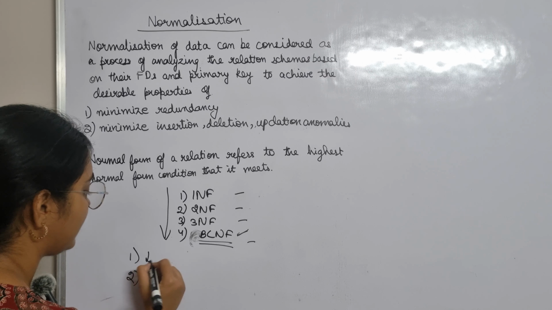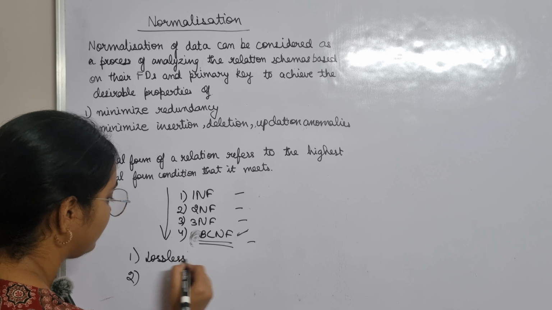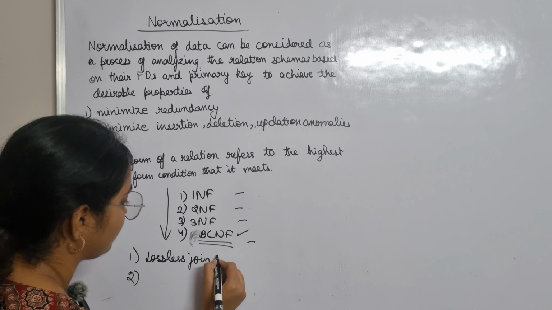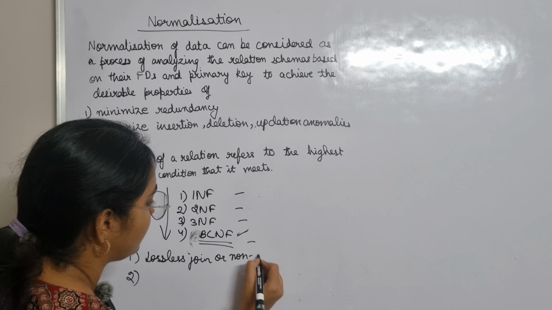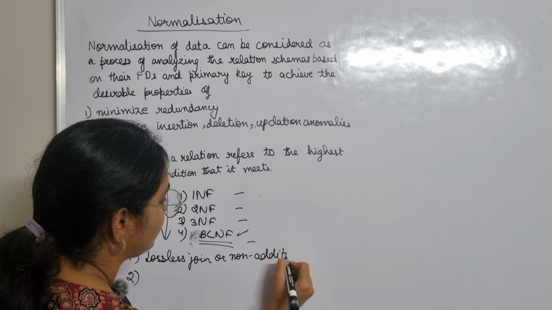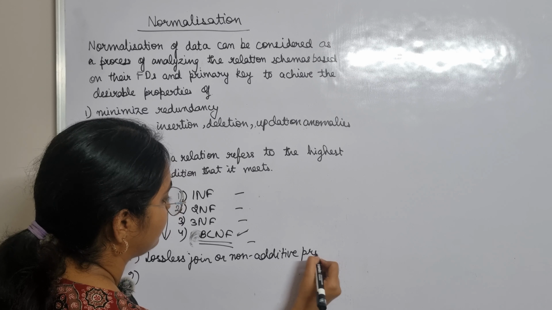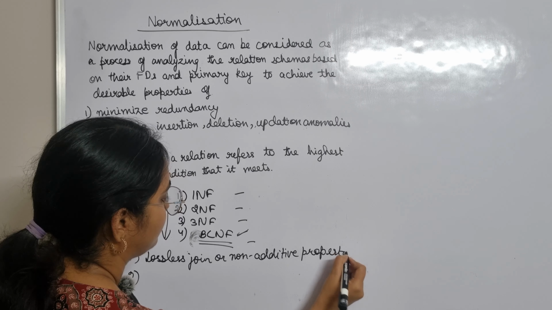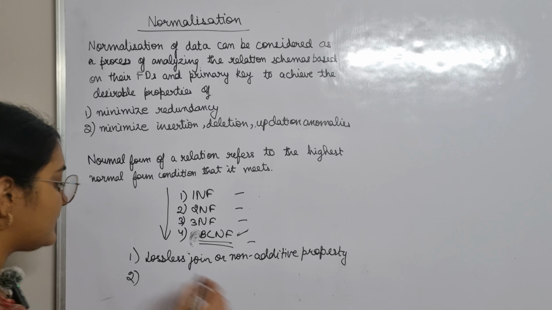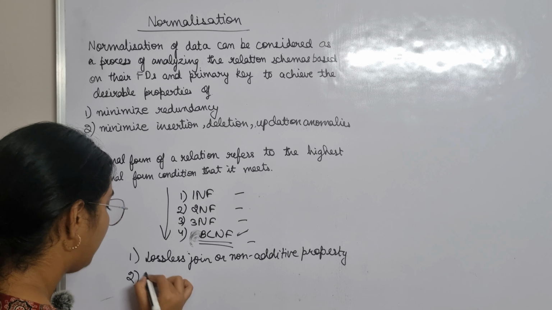Two properties are there. One is lossless join or non-additive property. Okay, and the second is dependency preserving.